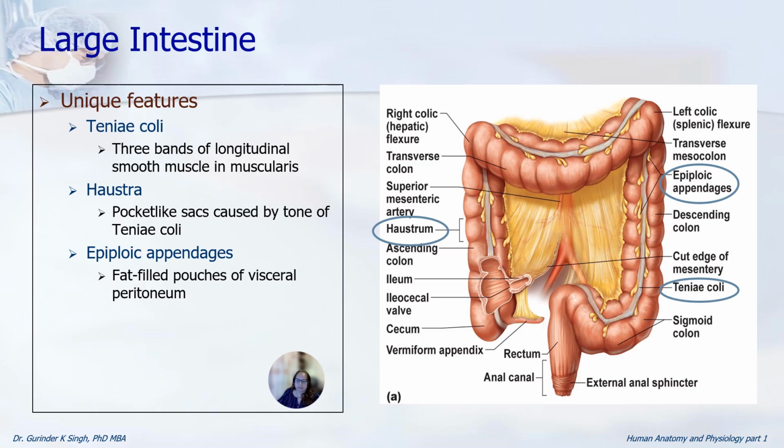So the large intestine has a couple of unique features. One of them is what we call the tinea coli. Tinea coli is actually three bands of longitudinal smooth muscle cells in the muscularis region. So this is the tinea coli, this whole thing going around.